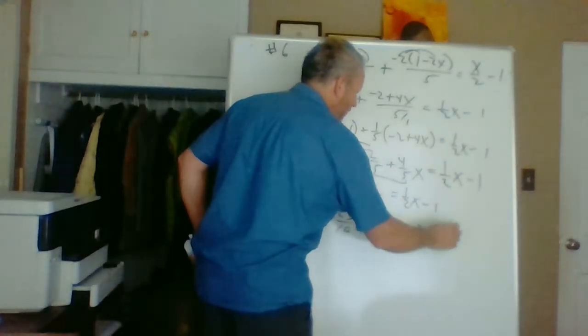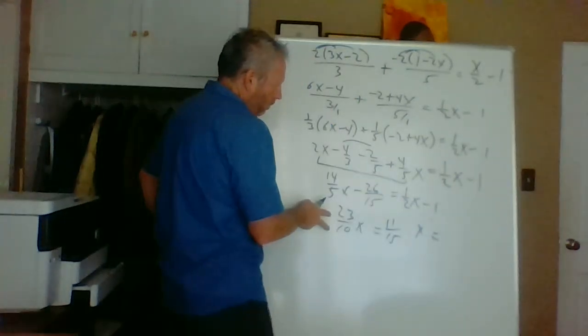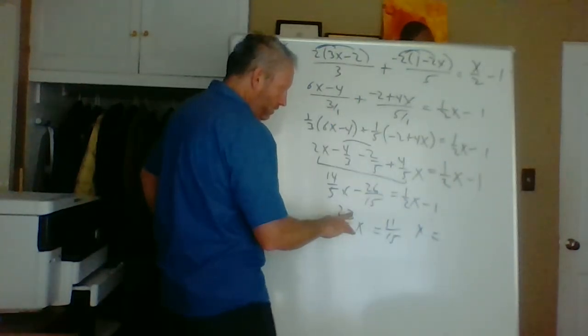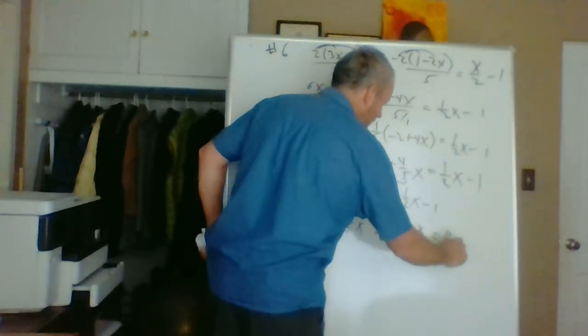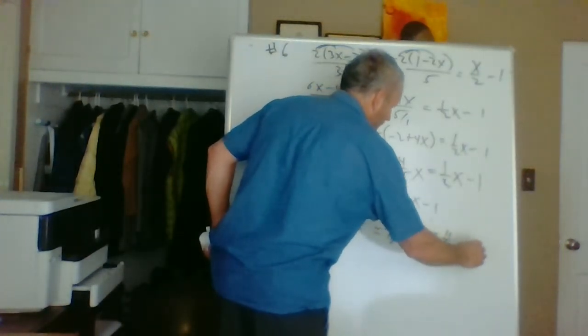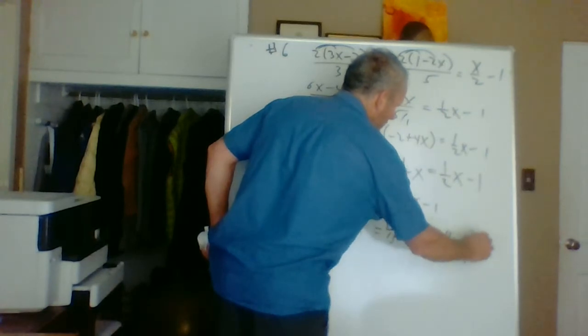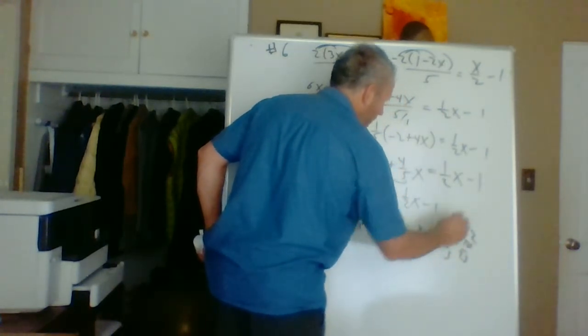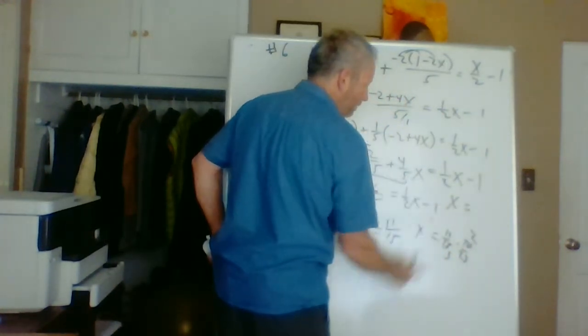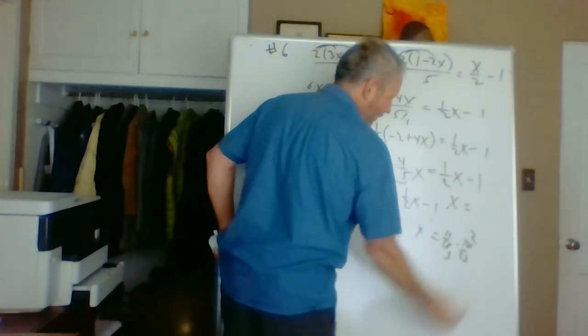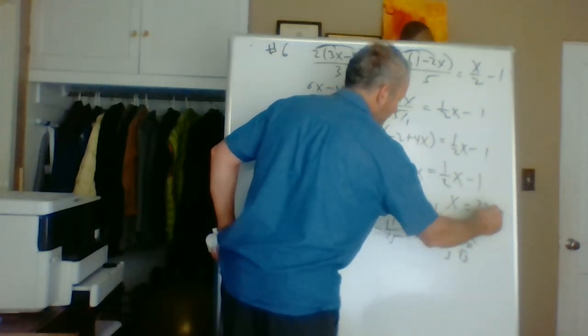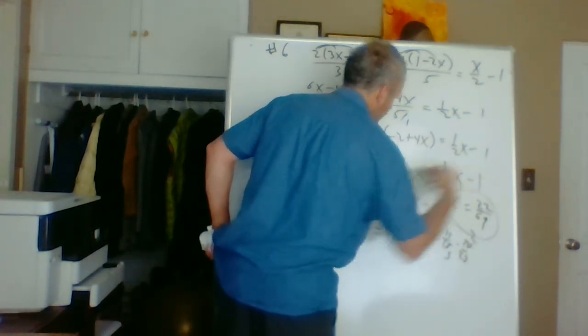So what would x equal? What will x equal? I'm going to flip this and multiply. So we will have 11/15 times 10 over 23. We get some nice cancellation there. So x equals, what do we wind up with? 22 over 69. So there we go.